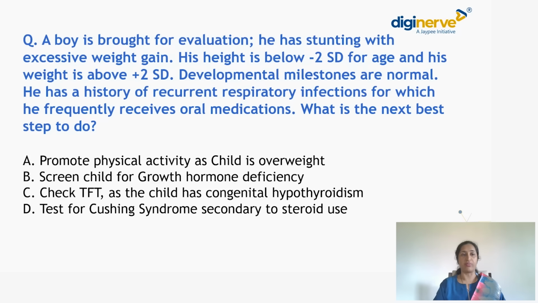Developmental milestones are normal. He has a history of recurrent respiratory tract infections for which he frequently receives oral medications. What is the next best step to do?